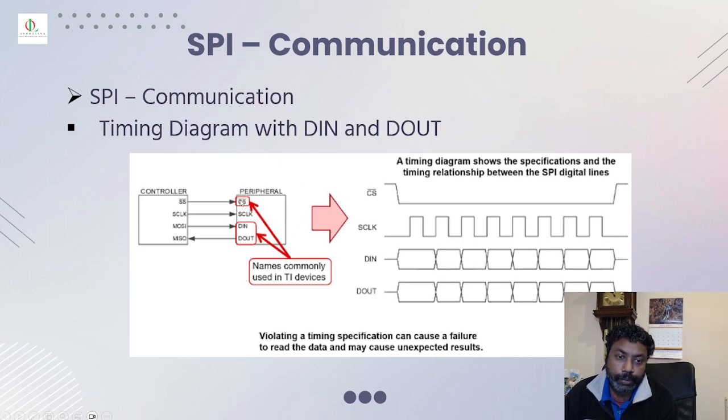In the data sheet, you need to first go through the chip select and the D in and D out and see where they are all connected. So the timing diagram with D in and D out. A timing diagram shows us the whole specifications and the relationships between the digital lines. Violating a timing specification can cause a failure because it may have a runout error or timeout error, and this is how SPI communication works. The chip select has to be low and the clock is generated, depending on the clock polarity and clock phase. The data in and data out is connected.